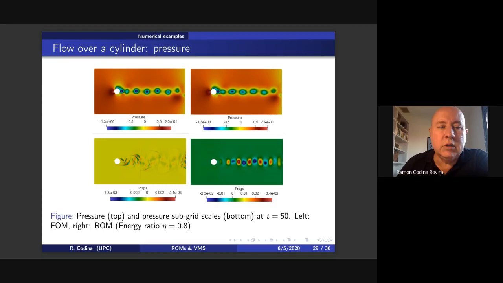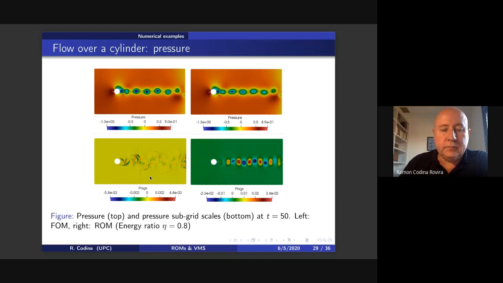So that's the pressure of the full order model, and that's the pressure that you get in the reduced order model. And again, the subgrid scales are much higher in the case of the reduced order model, that's what you have in the bottom right picture, than in the full order model. In the full order model, you have much smaller pressure subgrid scales.